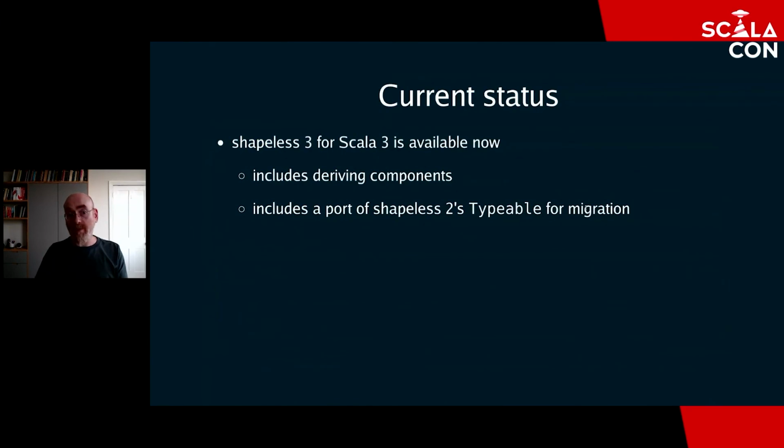So Shapeless 3 is available now. I just published the Shapeless 3 release for Scala 3 final. It includes all the deriving components. There are many, many more examples in the Shapeless GitHub repository. Currently, there's a port of Shapeless 2's Typeable. That is probably going to go away because there is really too much overlap, I think, with the Scala 3 one.